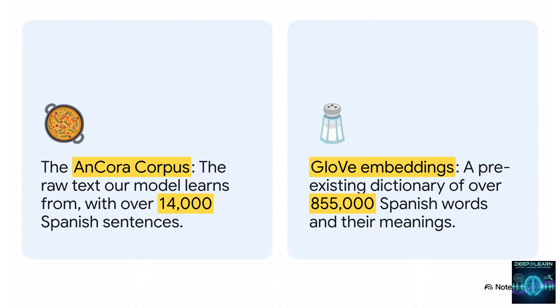In this case, we're using something called the AnCora corpus, which is a huge collection of over 14,000 sentences from Spanish newspapers. But that's not enough. We also need some seasoning. This comes in the form of word embeddings. Now this part is super cool. We're using a set called GloVe, which is basically a pre-made dictionary of over 850,000 Spanish words that already understands the relationships between them. It's like giving our model a giant head start on learning the language.